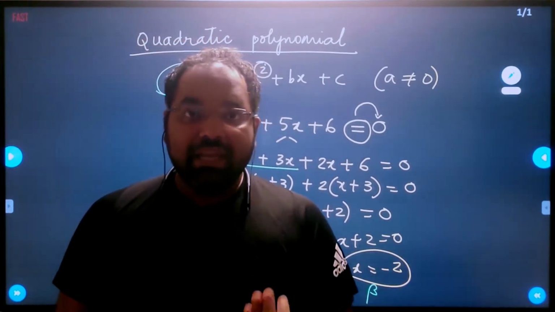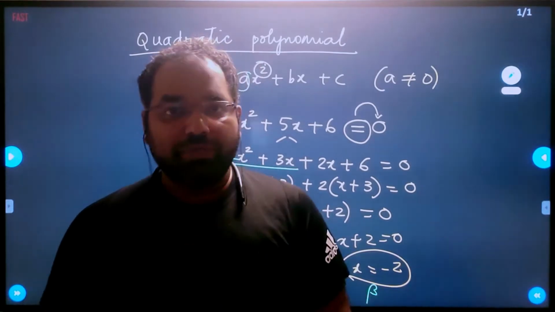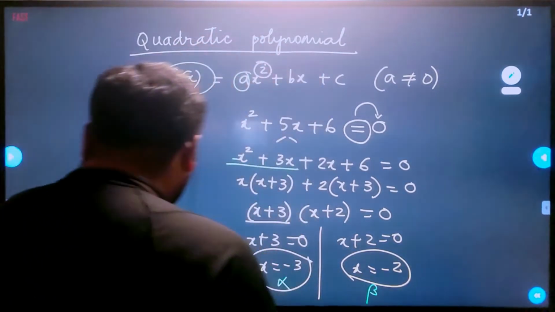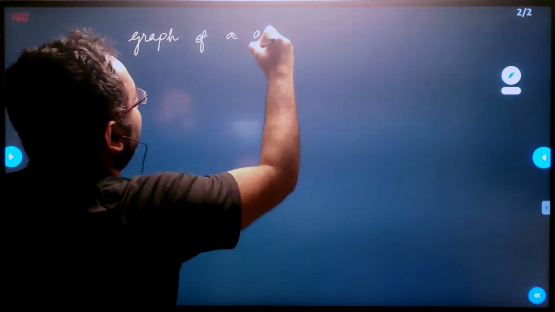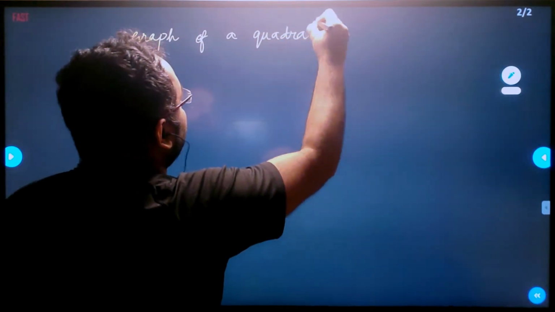And having said that, let us try and understand how the graph of a quadratic polynomial is going to look. So for that, I'm just going to write the heading first. Graph of a quadratic polynomial.